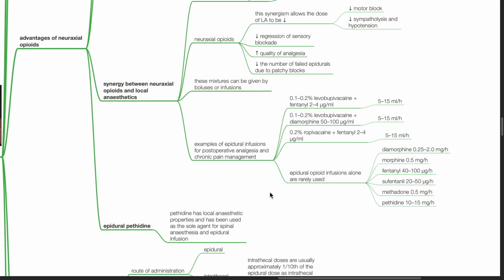Examples of epidural infusions for post-operative analgesia and chronic pain management: 0.1 to 0.2% levobupivacaine plus fentanyl 2 to 4 mcg per mL, running at 5 to 15 mL per hour epidurally. 0.1 to 0.2% levobupivacaine plus diamorphine 50 to 100 mcg per mL, run at 5 to 15 mL per hour epidurally. 0.2% ropivacaine plus fentanyl 2 to 4 mcg per mL, run at 5 to 15 mL per hour epidurally. Epidural opioid infusions alone are rarely used.